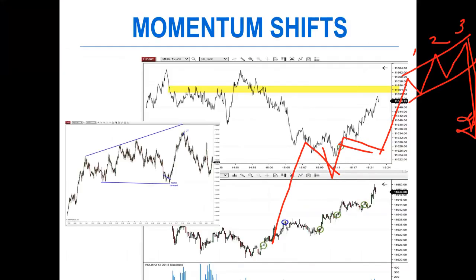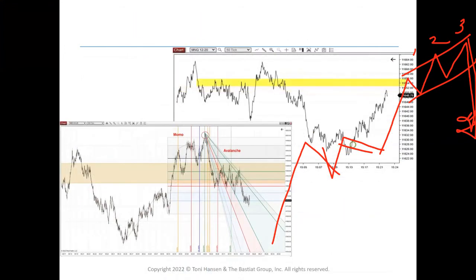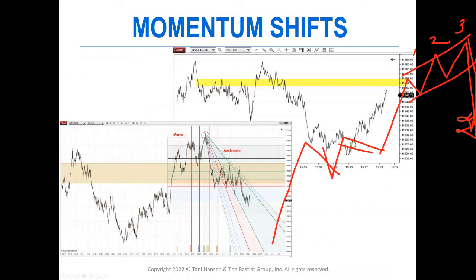Now let's go forward here. You can see this is just another example of that same pattern, where you've got your main leg, second leg shifts that momentum, and then we get our reversal. And look at that reversal. It comes in very quickly, so we don't get much of a pause here.